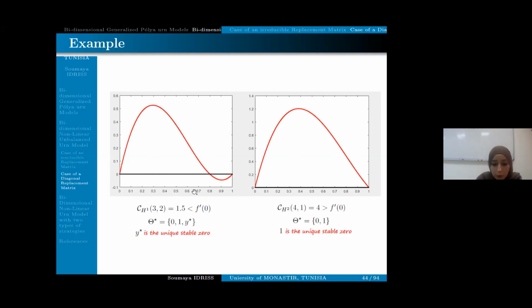So in the following graphs, on the first one, we see that our condition is satisfied, which is f prime 0 is greater than the quantity CH1. Hence, we have 3 zeros, and y star is the unique stable zero. As you can see, H is strictly decreasing here. In the second case, the condition is not satisfied. f prime 0 is less than CH2. Therefore, H has only 0 and 1. And since we are dealing with a case where A is greater than B, then 1 is the unique stable zero.